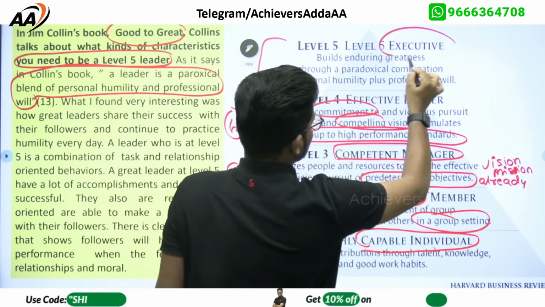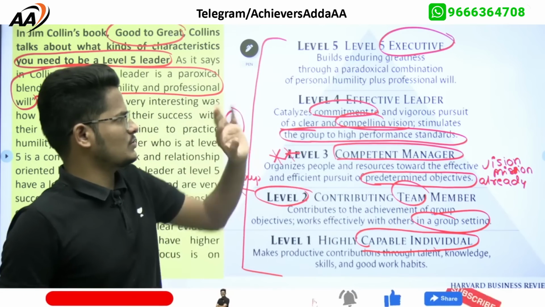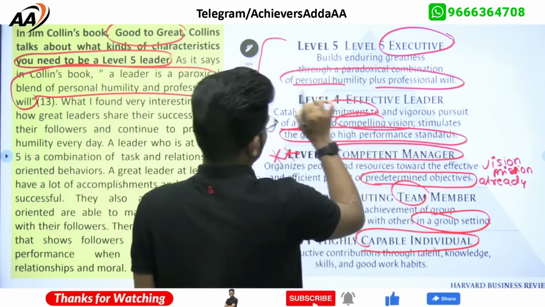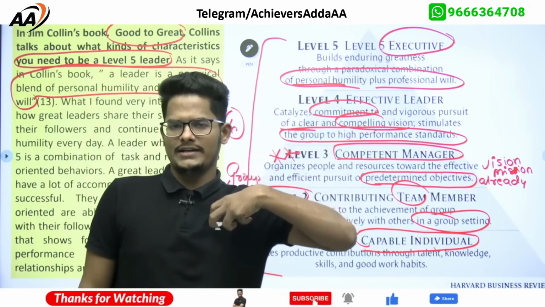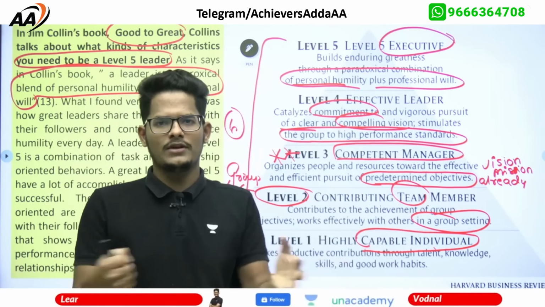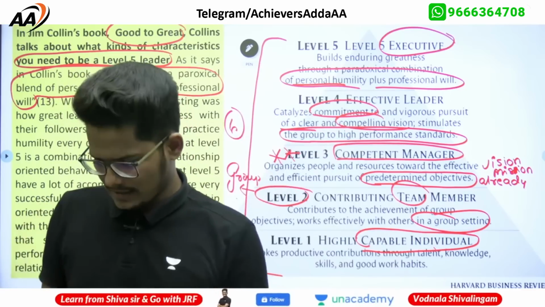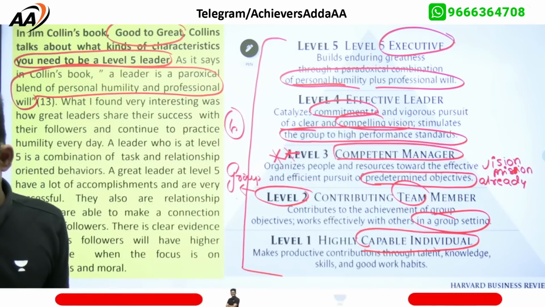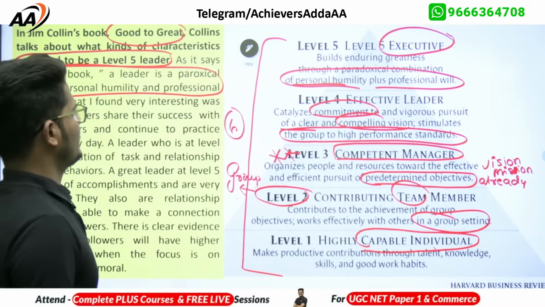Level number 5 is the executive, which is the highest level. They build enduring greatness through a paradoxical combination of personal humility and professional will. Here, this is the highest level where personal humility and professional skill are both combined, ensuring that they achieve everything the company or the team has set as a goal. That comes under level number 5, executive.